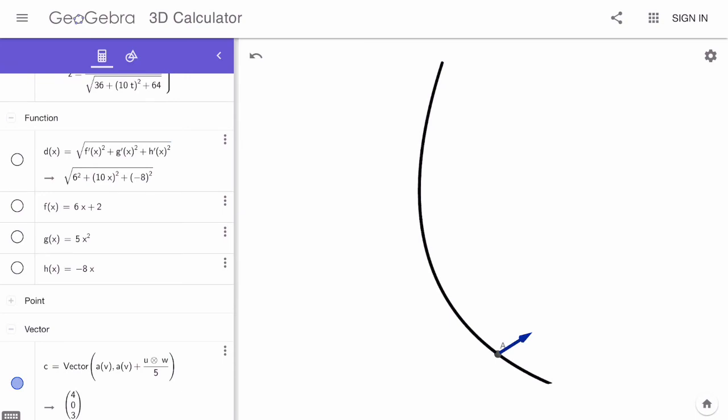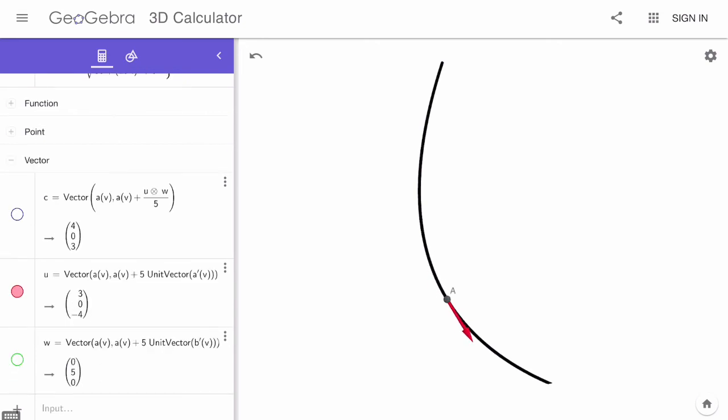We can model this inside of GeoGebra just by going in and changing the f of x, g of x, and h of x of the GeoGebra program that we used earlier. Set f of x equal to 6x plus 2, g of x would be equal to 5x squared, and h of x is equal to negative 8x.